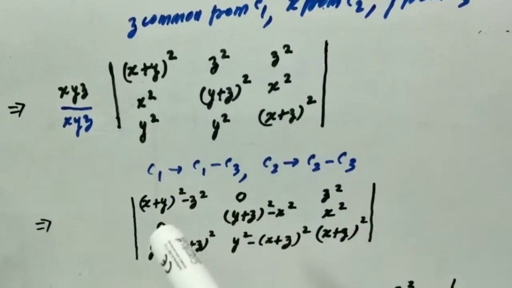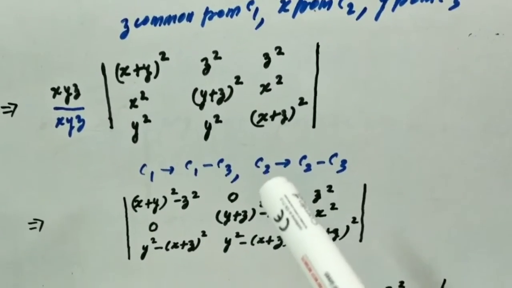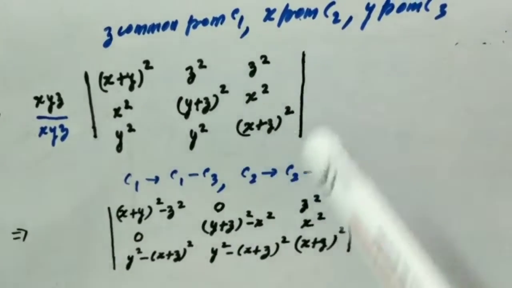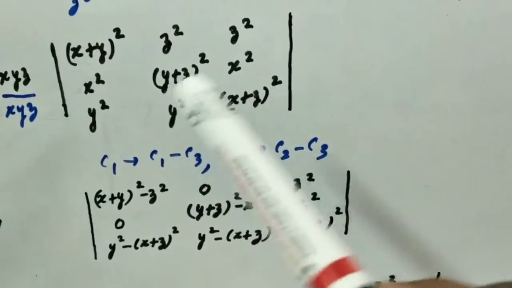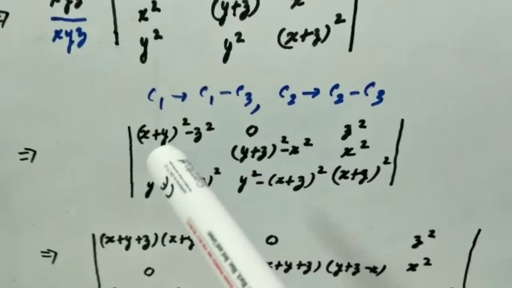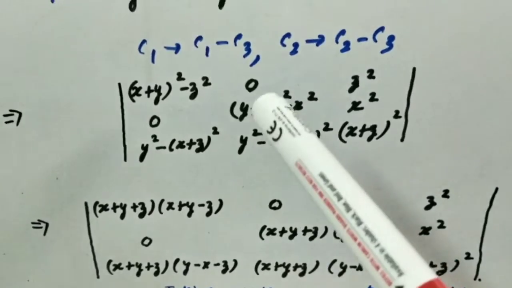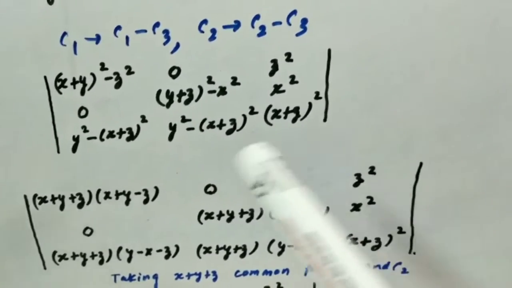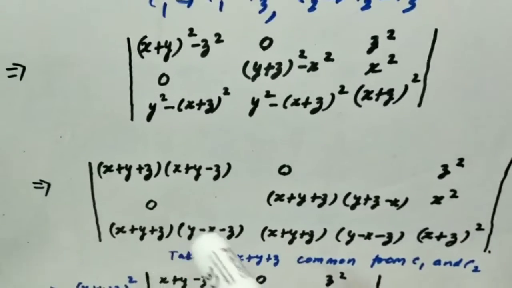X square minus x square is 0, and y square minus x plus z whole square. And C2 is C2 minus C3. Z square minus z square is 0. This minus this here and this minus this here. When I use the formula A square minus B square, it is A plus B into A minus B. Here also A plus B into A minus B.